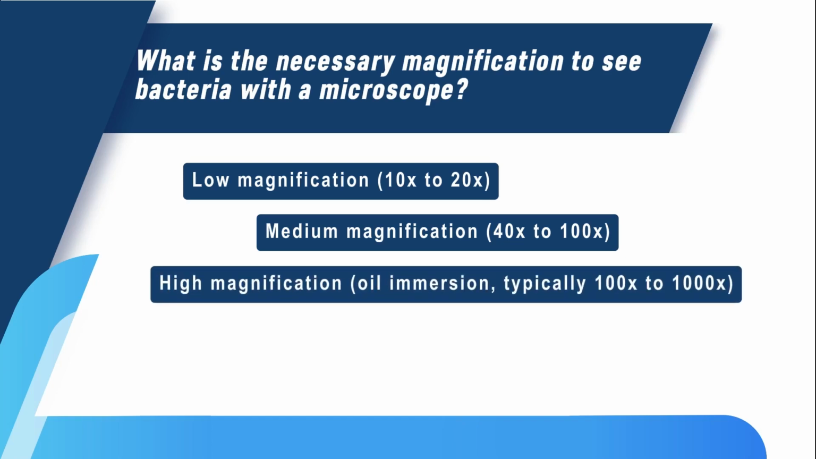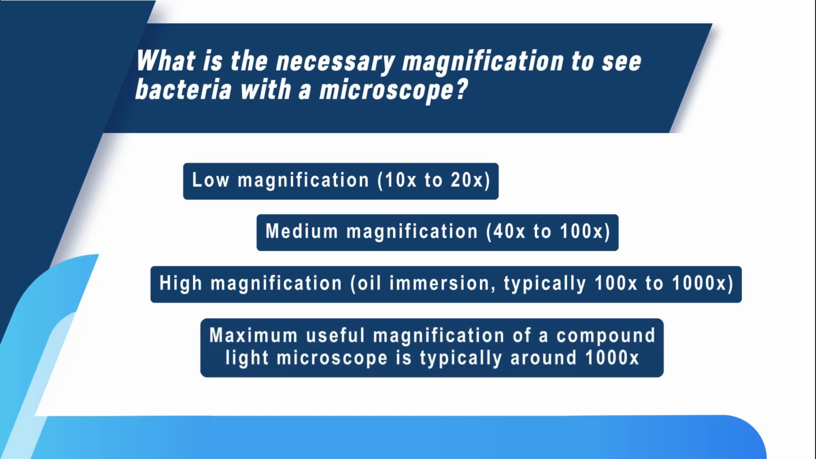High magnification, oil immersion, typically 100x to 1000x. High magnification objectives are used for finer examination of bacteria. Oil immersion microscopy is often employed at this level to maximize resolution. It involves placing a drop of immersion oil between the slide and the microscope objective to reduce light refraction and improve image clarity. This magnification is crucial for studying smaller bacterial structures, such as cell walls, flagella, and pili.